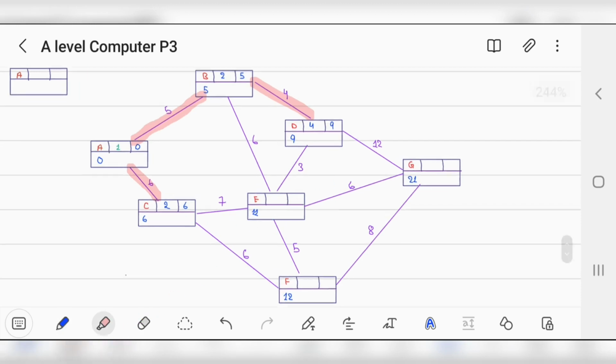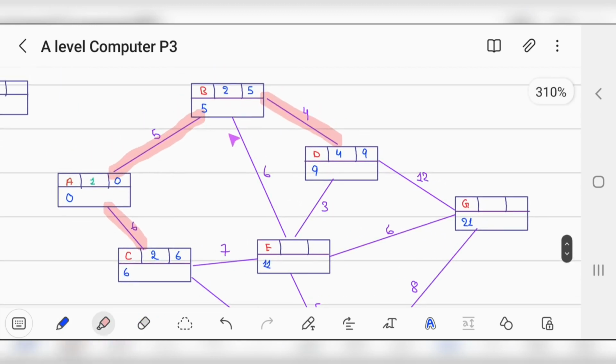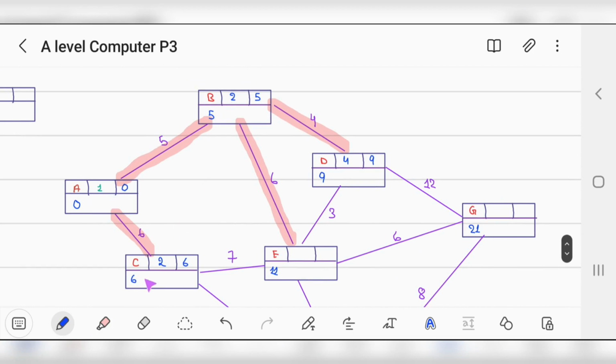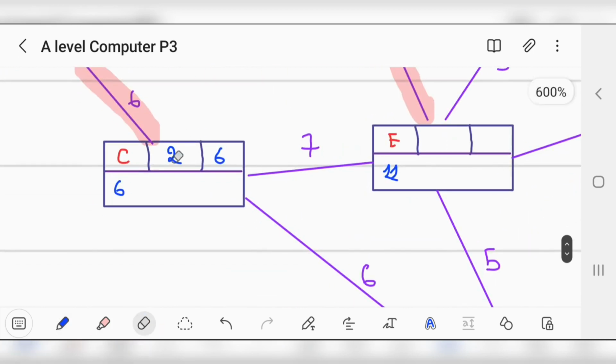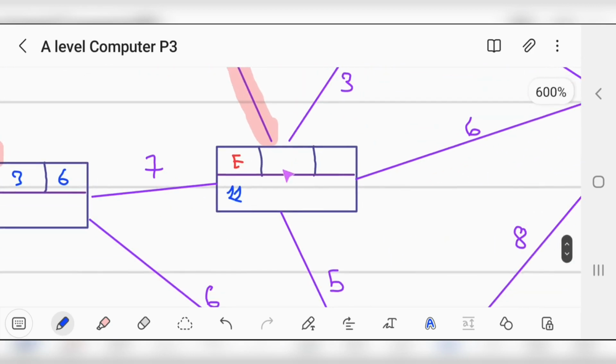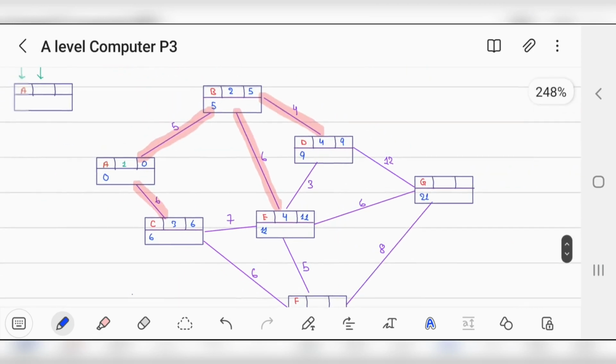So I'm going to shade this path, because only because of this I got 11. 5 plus 6 is 11. So the sequence number, this is 1, this is 2, this is actually 3, and now this is going to be 4. The least cost is 11, coming from here.